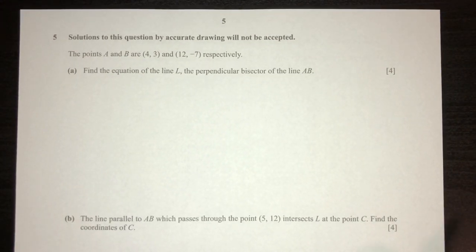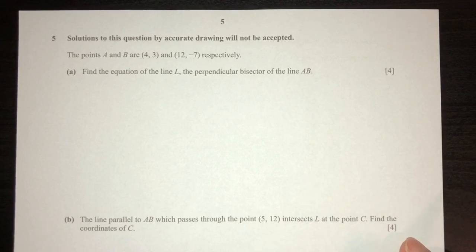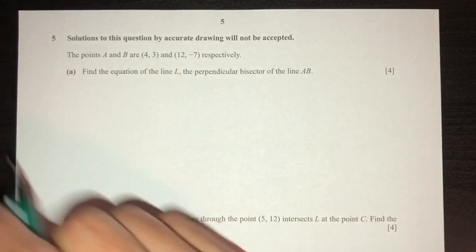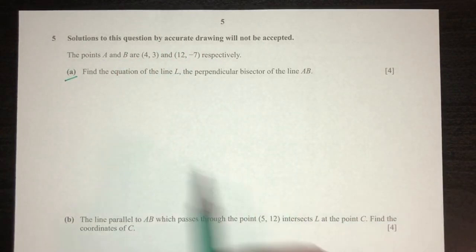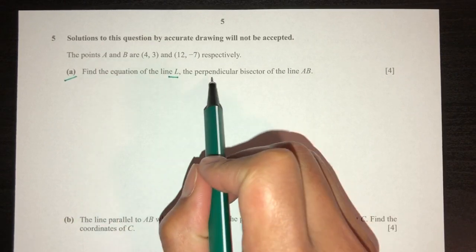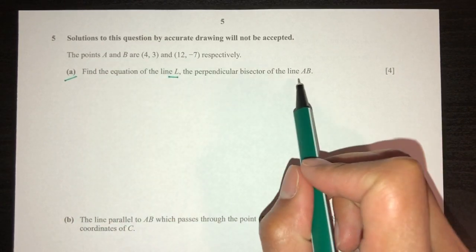So here we have solutions to this question by drawing will not be accepted, so you have to show by calculation. Okay, the points A and B are given by these two. Part 1, you have to find the equation of the line L, which is the perpendicular bisector of line AB.